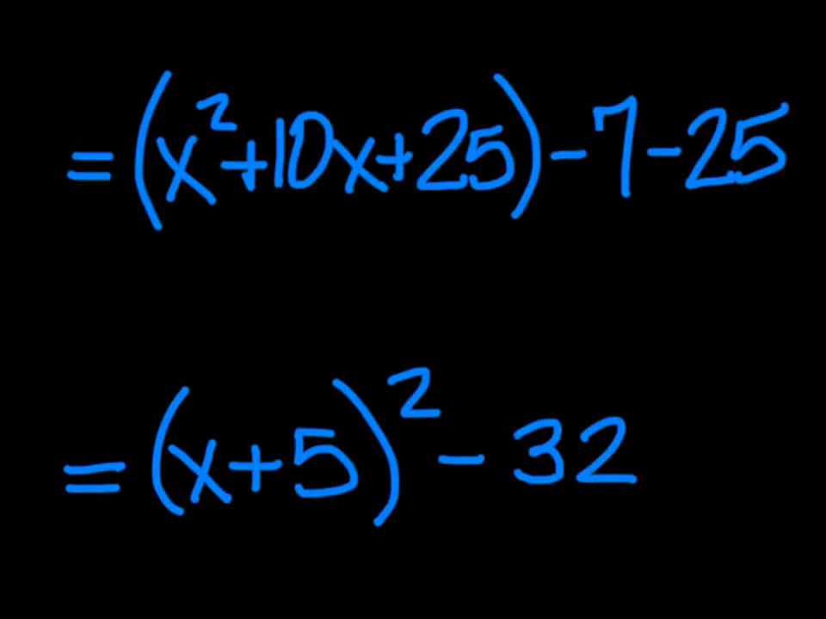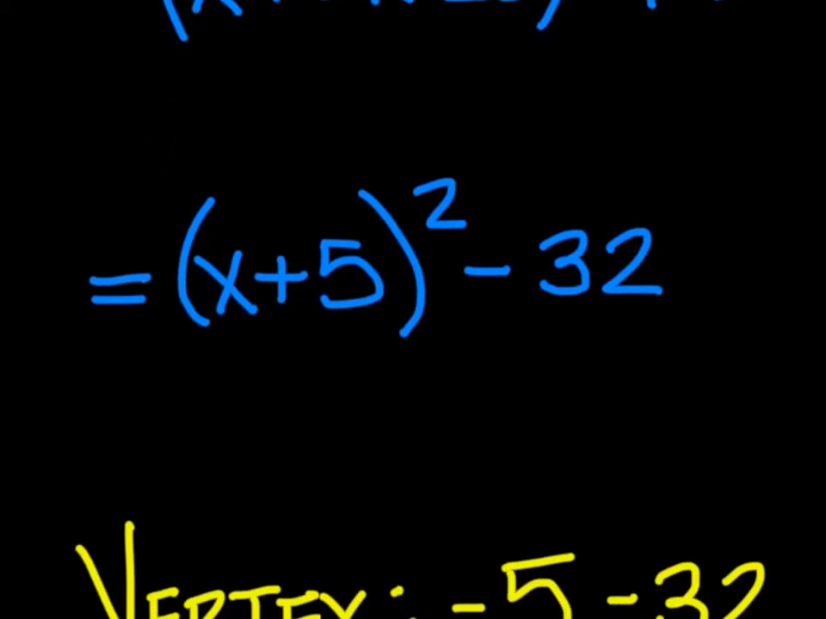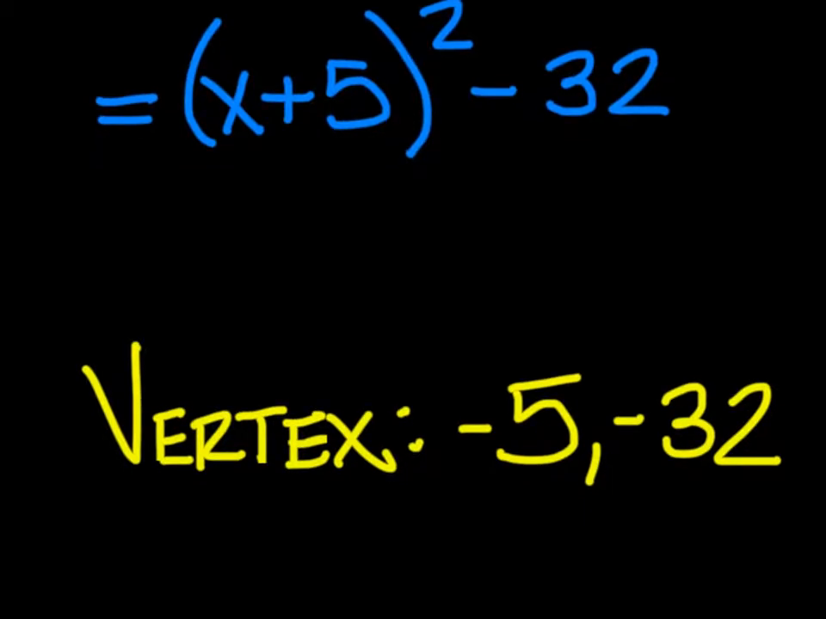And then we need half of our 10 here to get this 5. We're using this sign and this variable. Square the quantity. So what should the vertex be of this graph? Negative 5 and negative 32. So there's our vertex.